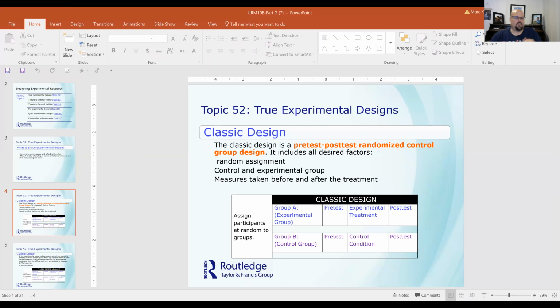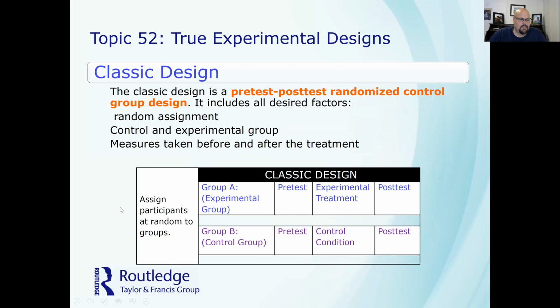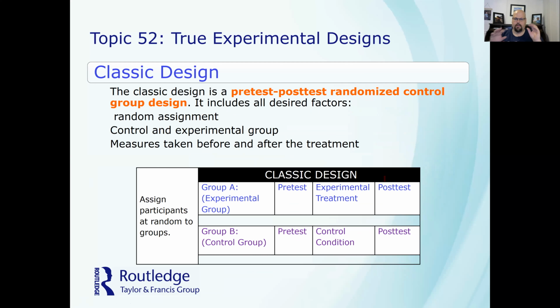All right, so classic experimental design. In this classic experimental design, you're going to have a pre-test, post-test, randomized control group design. It's a mouthful, but it's really simple when you break it down to its basics. When we do this pre-test, post-test, randomized control group design, it includes all the desired factors.